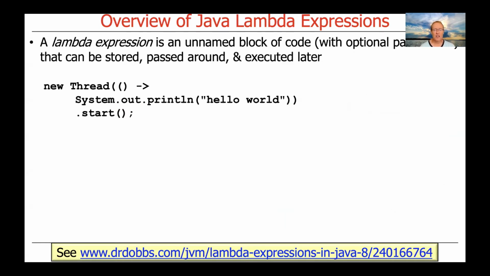A Lambda expression is essentially an unnamed block of code with optional parameters that can be stored, passed around, and then executed later. And that executed later part could be executed in another method, it could be executed in another thread, and so on and so forth. So here's a good example.